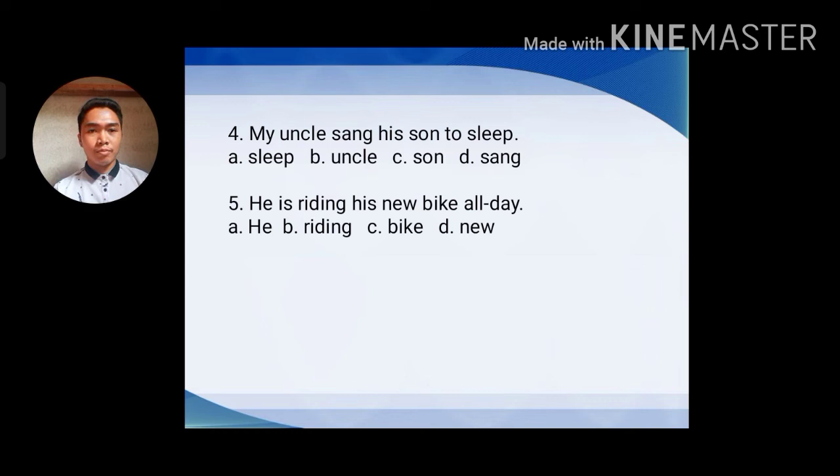Now let's move on to number 4. Yes, Miss Umbog. Okay, letter D, sang. That's correct. Now the last, number 5. You can answer. Yes, Miss Kandungo. Okay, letter B. That's correct, riding. As I observed, I know that you really understood our past lesson. So, good job.